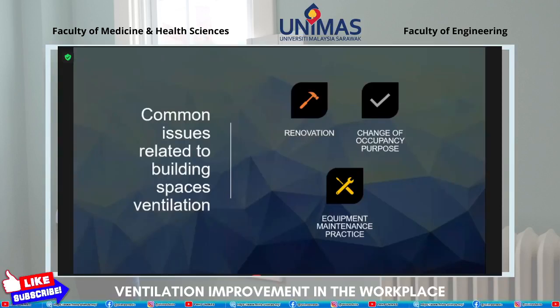Okay, there are some common issues related to space ventilation. In some cases, when the building is approved, it is meant for another purpose, and then when they do renovation, they put up partitions and so on. This kind of thing will block the airflow inside the room. Sometimes it is meant for a supermarket, then suddenly changes into a barbershop and so on. The air requirement is different. This is due to the change of occupancy. And also the worst thing is that the equipment in the system is not being maintained and cleaned. So these are the issues that we have to ponder, the ones that can affect our ventilation quality.